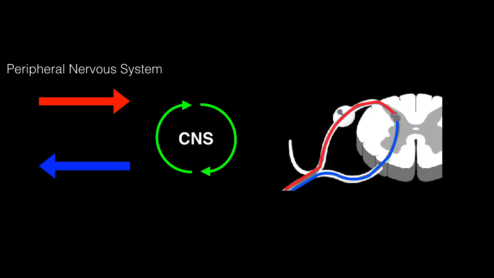Basically, this is showing a basic reflex. We have a sensory neuron going in and a motor neuron going out, and they're communicating with each other via a synapse. That takes place in the central nervous system. So that's just the basic idea. The peripheral nervous system is our input and output system. The central nervous system is our integration center.